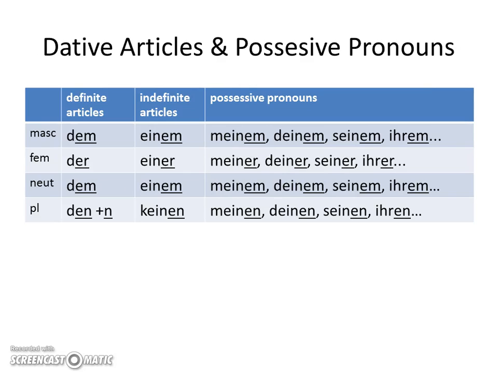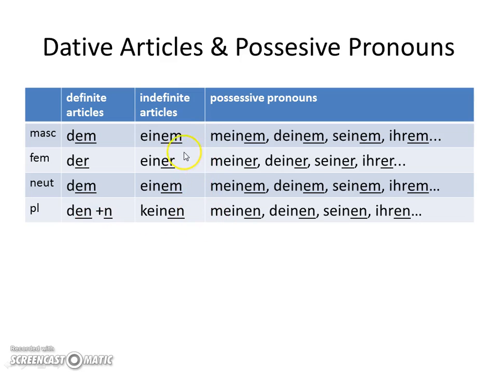All right, here we go. On to the juicy stuff. Here are our dative articles and possessive pronouns. So we have dem, der, dem, den, einem, einer, einem, keinen.